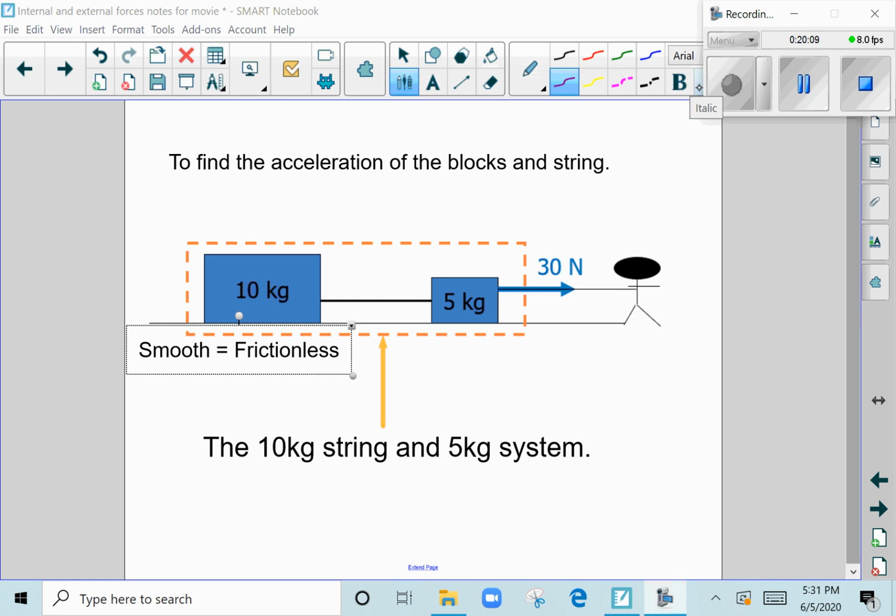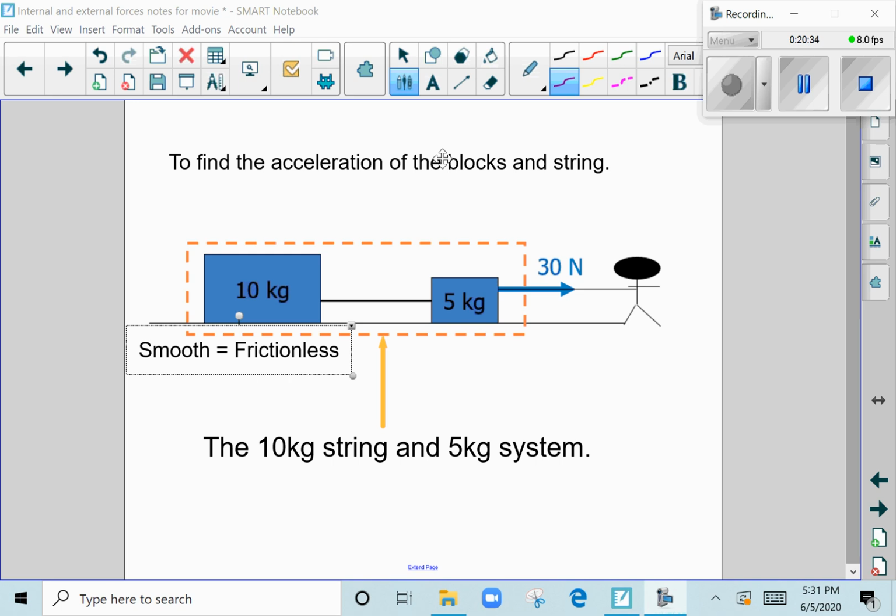And since the person is not part of the system and they're what created a 30 Newton force, this 30 Newton force is an external force. Yes, it acts on a 5 kilogram block that is part of my system. However, the thing that's creating the force, the person, is not part of that system.